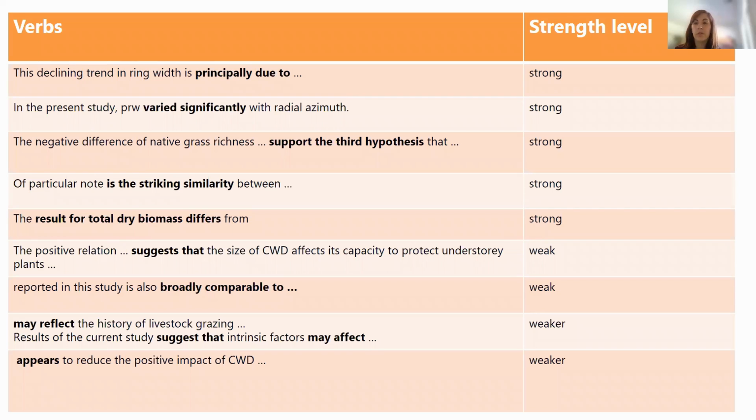Okay, so here's a good table, I think, of the verbs and the strength level that you might pull from to say, oh yeah, I feel really strongly, I'm going to use this kind of verb. Oh, I feel less strong, I'm going to use this kind of verb. Suggests, may, affect, appears, getting weaker. All these are fine. You just want to think about the right one to match your findings and its relationship to the other literature.